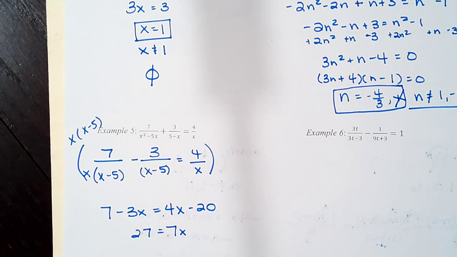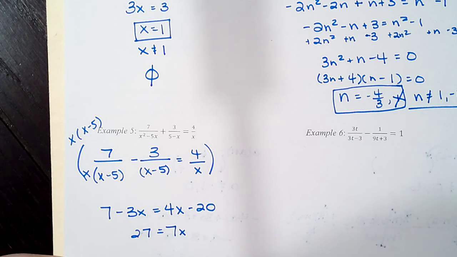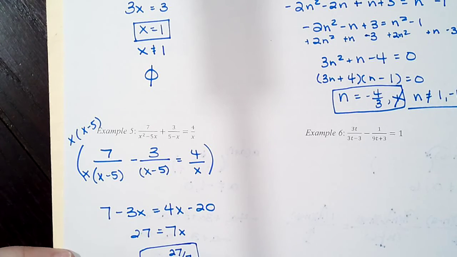Oof. Yeah, that one doesn't turn out nicely, which is unfortunate. X equals 27 over 7. Not a super nice answer, but we're okay with it.